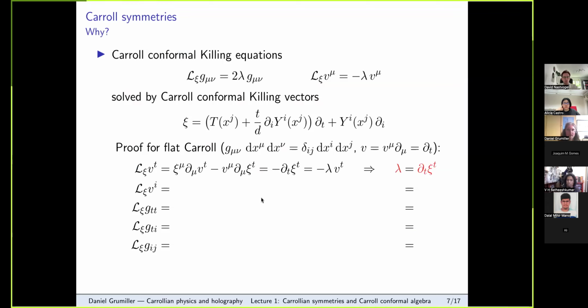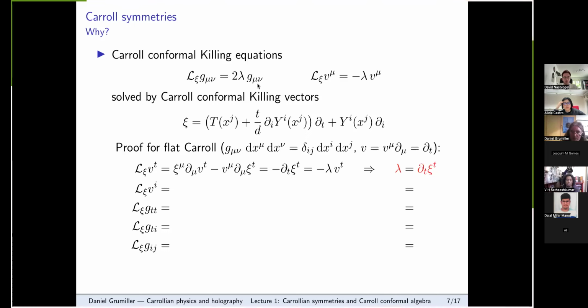Okay. Now, let's consider the why question. So why should we care about Carroll symmetries? And to answer this, let's solve the Carroll conformal Killing equations. Probably many of you have done this in the Lorentzian case or for Minkowski space when you were first introduced to conformal field theories. So let's do this now here.